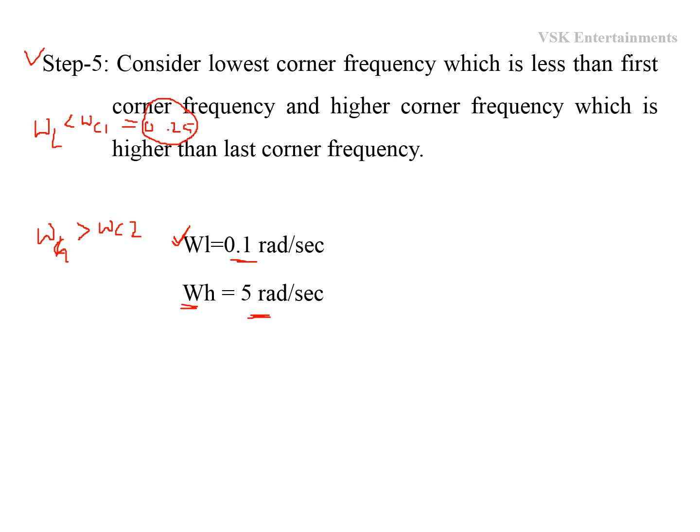Why? Because omega c2 value is 0.33. I am going to consider omega h which is greater than 0.33. We can consider any value which is greater than 0.33. In this case I am going to consider omega h is 5 radian per second. These two values are for getting a simple graph. For getting a simple graph we consider omega L is 0.1, omega h is 5. We can consider any values which are less than 0.25 and greater than 5 radian per second.